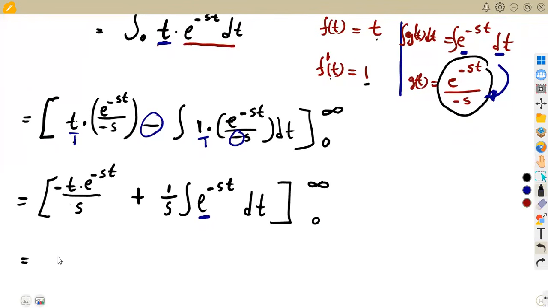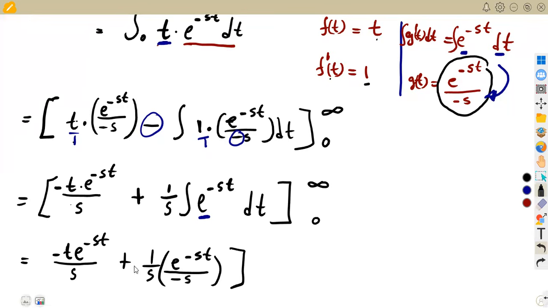So we are going to obtain minus t e to the exponent of minus st, like this, over s. All right, so this is going to be plus 1 over s times the answer that we are obtaining, which is e to the exponent of minus st from our integral over minus s. All right, so this is the whole part that you're going to obtain after integrating, not forgetting our limits.